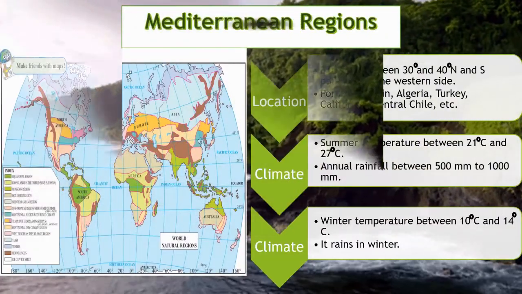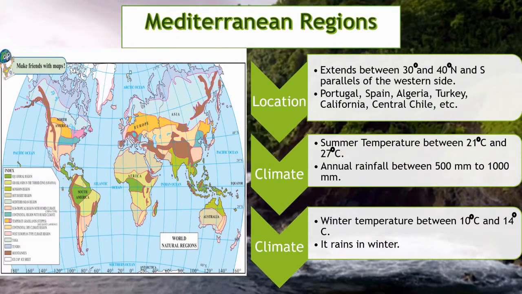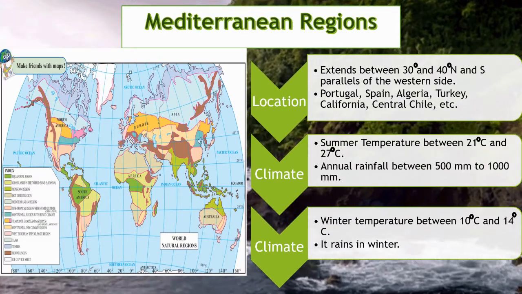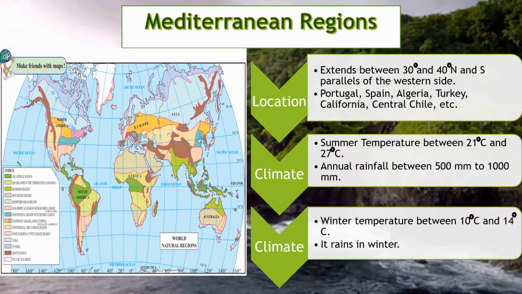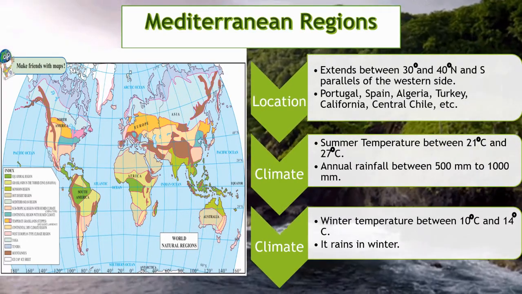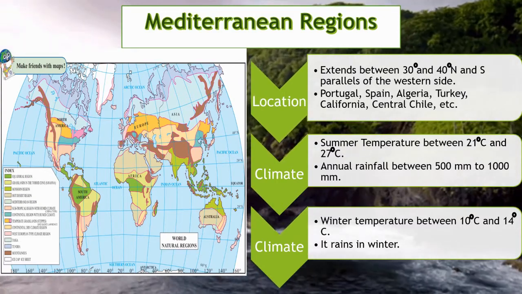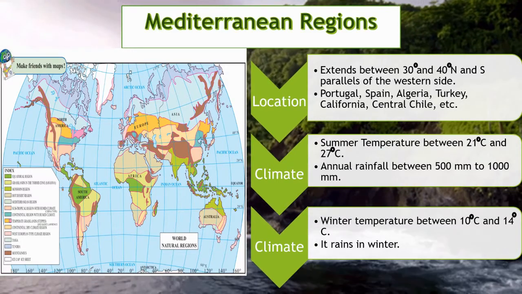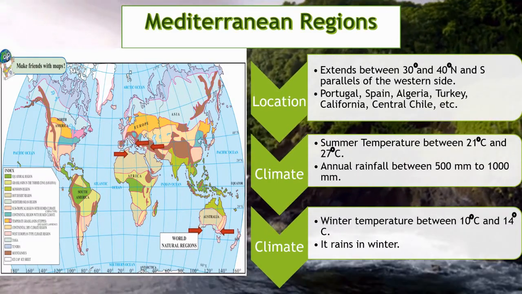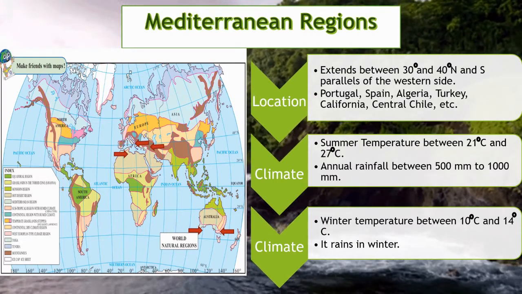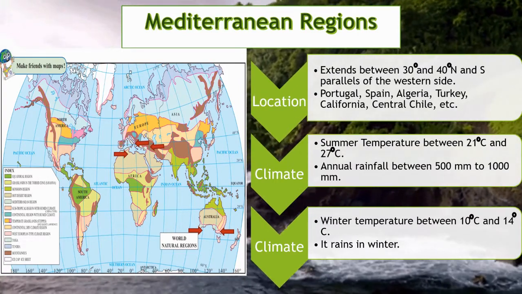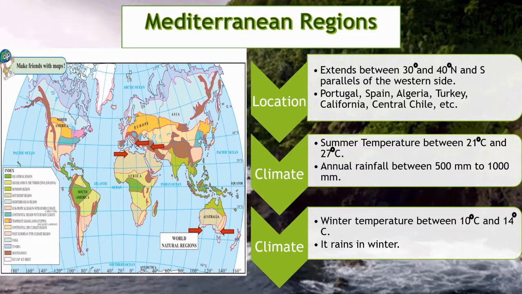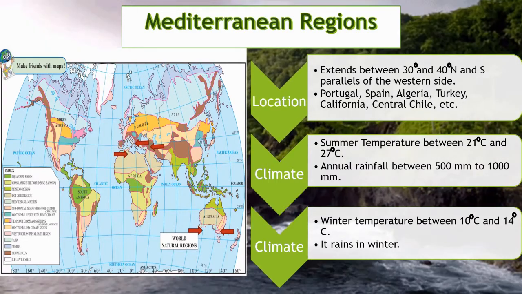The next region we are going to talk about is the Mediterranean region. The Mediterranean region extends between 30 degrees and 40 degrees parallels of latitude in both the hemispheres on the western side of the continents. The Mediterranean region comes under Portugal, Spain, Algeria, Turkey, California, central Chile, southwestern and northeastern Australia, etc. As you can see, it is marked on this map.